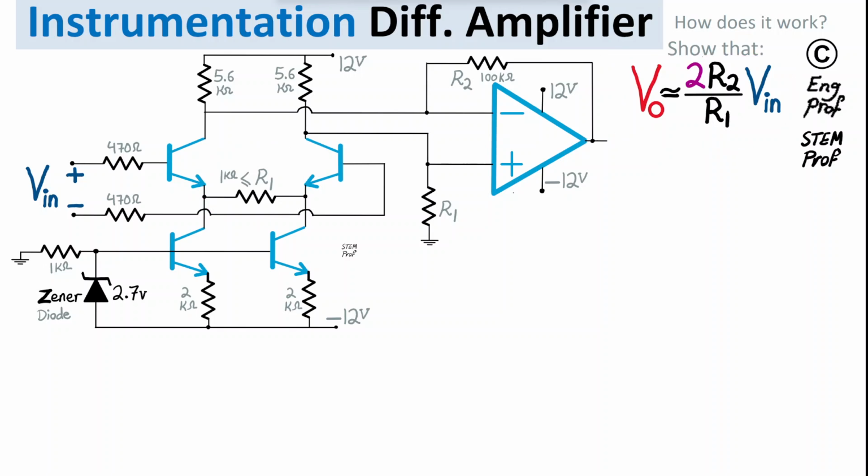Okay, so let's start with the DC bias quickly. We have a combination of two bipolar junction transistors in a sort of current source style, but basically using a Zener diode as a reference. We have a 2.7 volt Zener diode.